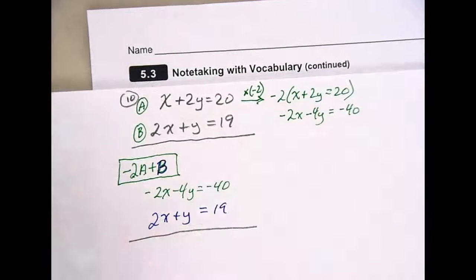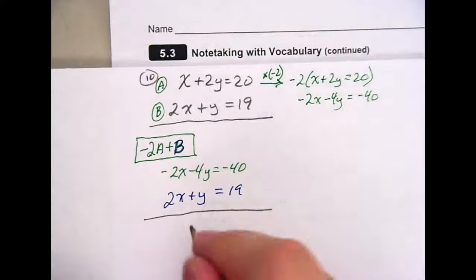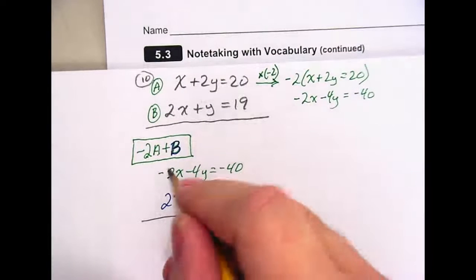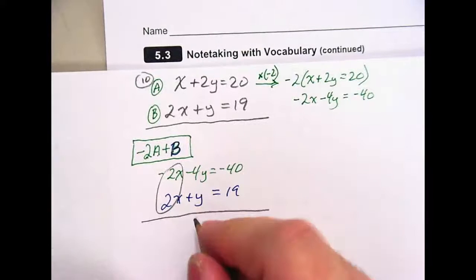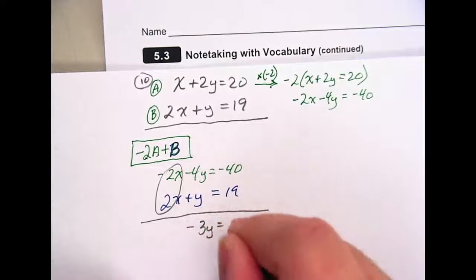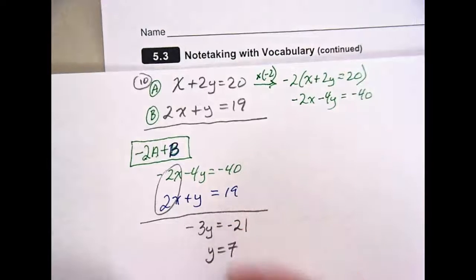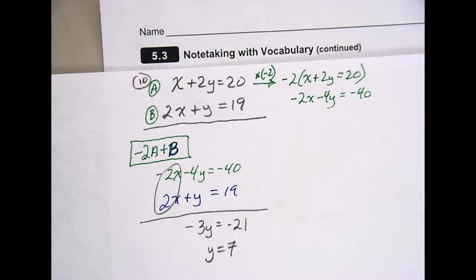Go ahead and add those up. Get your resulting equation there. So go ahead and show your neighbor what you got there. What does it say? Okay, how many got y equals 7? All right.